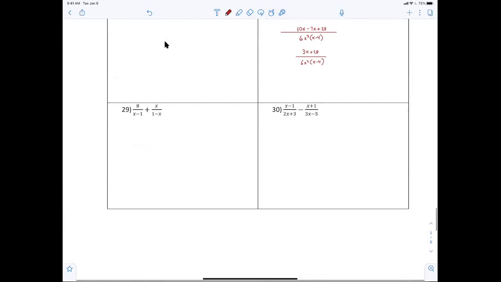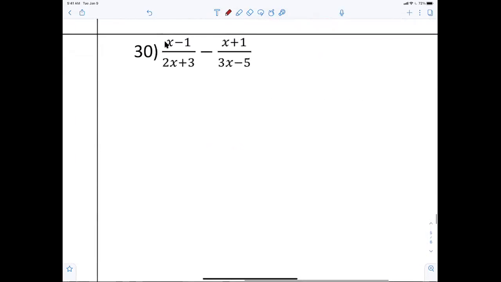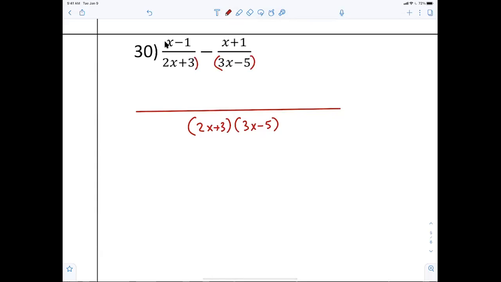All right, 30 is kind of annoying because there's just a lot of math. All right, so here we go. Surprise yourself now. 6x. What's the common denominator? Stop. Don't listen to him. 2x plus 3, 3x minus 5. Remember, these are individual terms. You're not looking at the 2x and the 3x. There's addition and subtraction. So that is the common denominator.